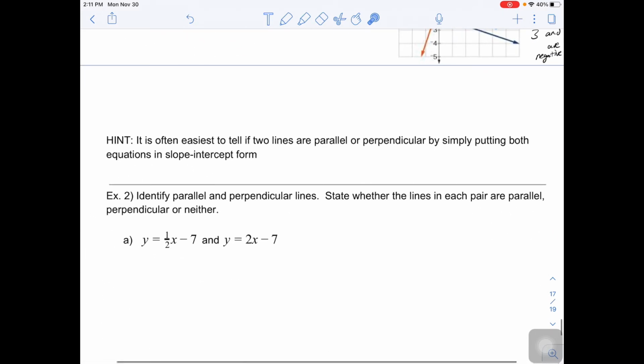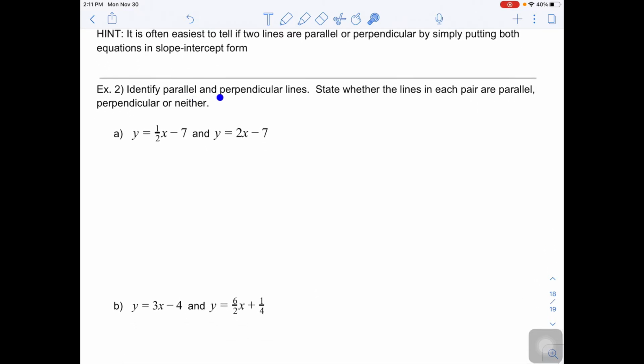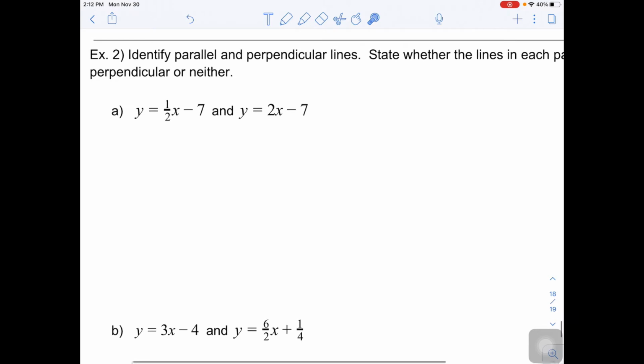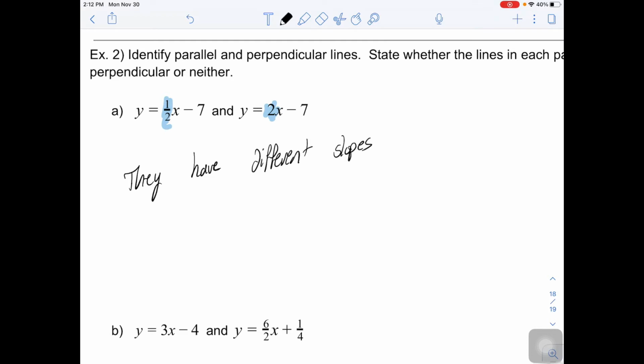So it is often easiest to tell if two lines are parallel or perpendicular by simply putting both equations in slope-intercept form. So here, identify parallel and perpendicular lines. State whether the lines in each pair are parallel, perpendicular, or neither. So this one, you want to look at their slopes first. They have different slopes. So m equals 1 over 2 on our left side. On our right side, m equals 2.